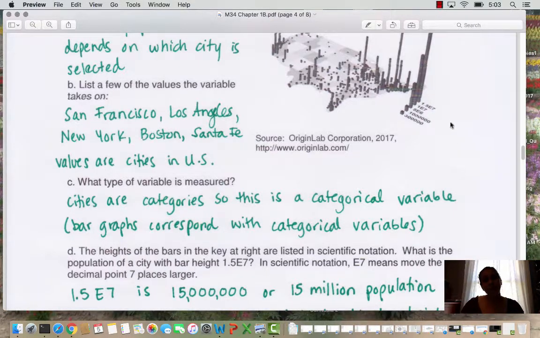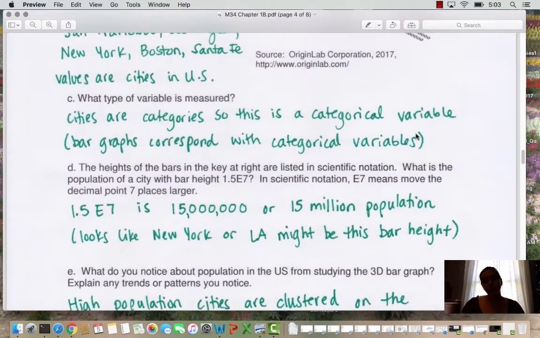And then the heights of the bars in this key that we see here at right are listed in scientific notation. So what does this mean if we say 1.5 E7? In scientific notation, E7 means you're moving the decimal point 7 places larger. So if we move the decimal point over, 1.5 E7 is 15 million for the population.